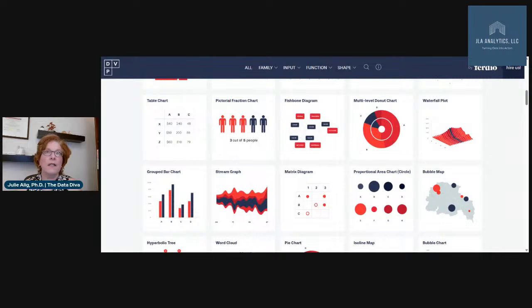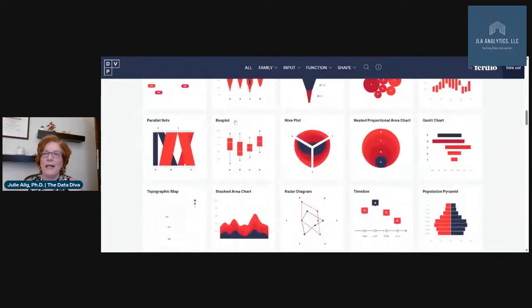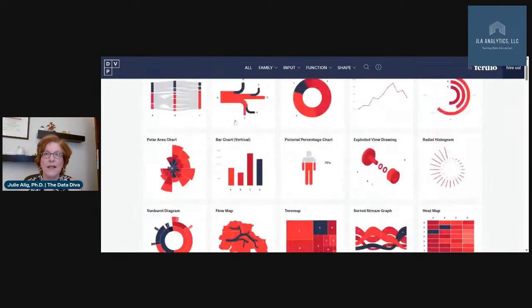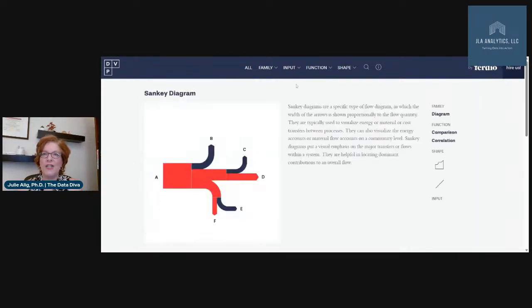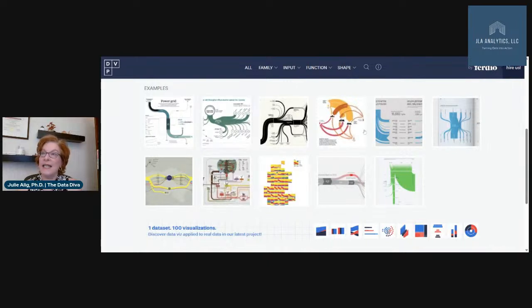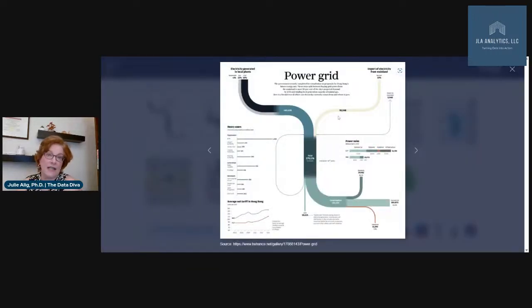Their URL for this is datavizproject.com. But I bet if you Googled Ferdio, you'd probably find it. Up here, they have a page on Sankey diagrams. And again, you can take a look and start seeing some that they have found in the wild. So for example, a power grid.